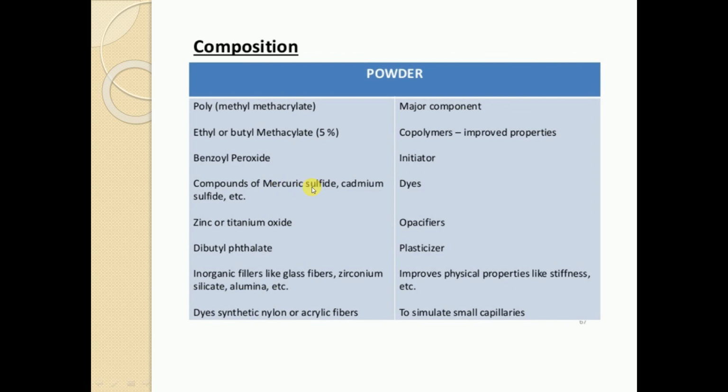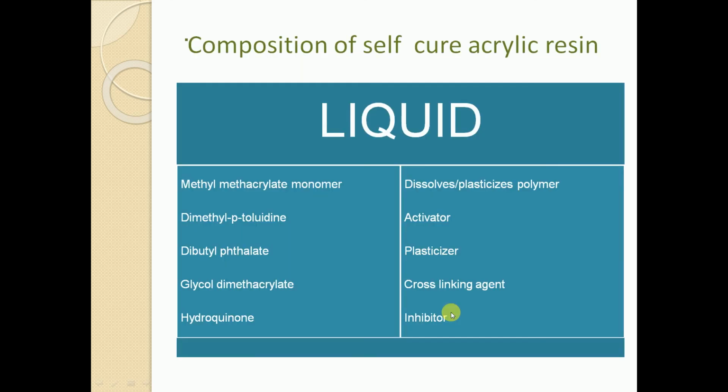Compounds of mercuric sulfide, cadmium sulfide, etc., act as dyes. Zinc or titanium oxide acts as an opacifier. Dibutyl phthalate acts as the plasticizer. Inorganic fillers like glass fibers, zirconium silicate and alumina, etc., improve the physical properties like stiffness. Dyed synthetic nylon or acrylic fibers help to simulate the capillaries.